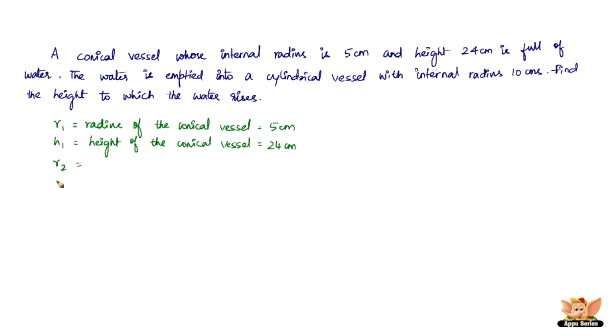And then we've got R2, which is the radius of the cylindrical vessel, right? That's also given in the question, part of the data that we already have. So that's 10 centimeters. Now let us take the height of the cylindrical vessel as H2, which is what we have to find. That's the height up to which the water is going to rise once you empty it from the conical vessel in which the water is already present.